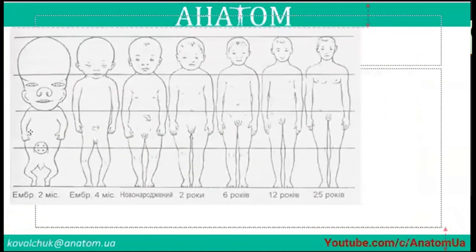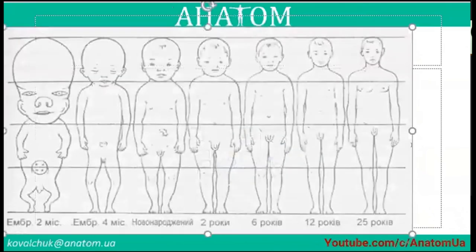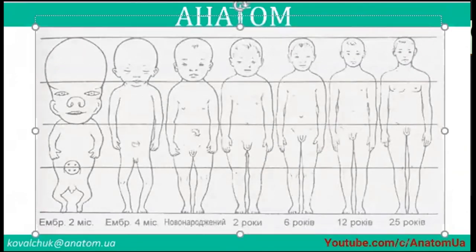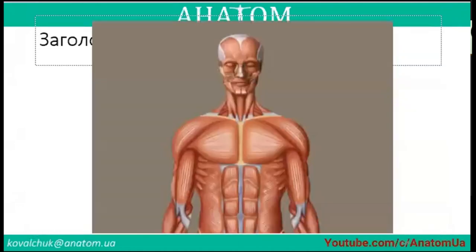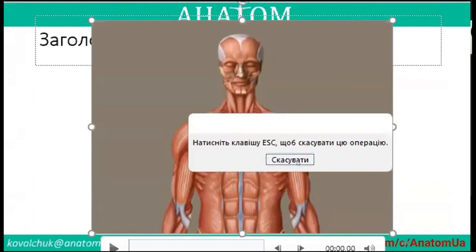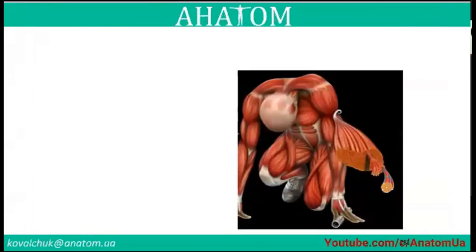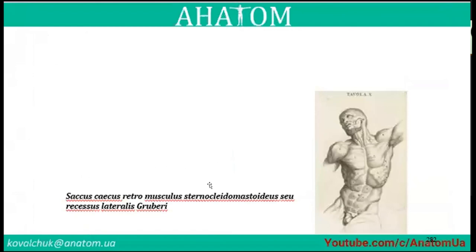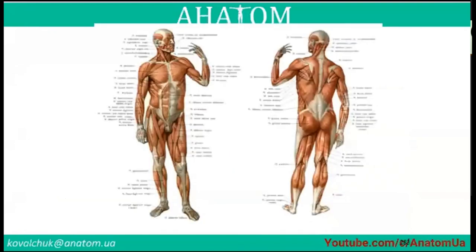Different forms and sizes at different ages in the human body are very important for understanding the age part of human anatomy. Next, the longest name in anatomical terminology is saccus recto musculus sternocleidomastoideus severus recessus lateralis gruberi. You will find this structure in the human body next time.